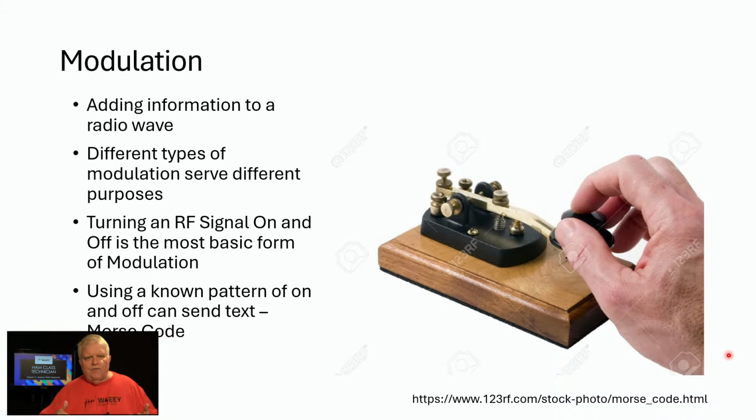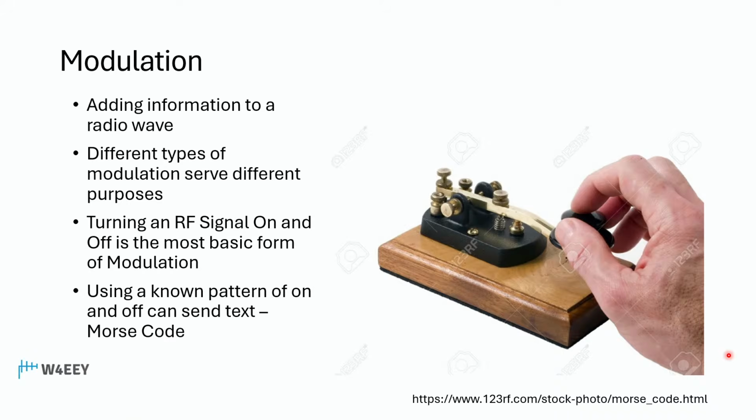Because if we just have a transmitter and put a carrier on the air and don't do anything with that carrier, okay, we can hear that there's a carrier there, but that doesn't tell us anything. And so the most basic form of adding modulation is Morse code, where you turn on and off that radio frequency carrier in a pattern that is known at the opposite end. And so using a Morse code key like this adds information to that radio frequency carrier.